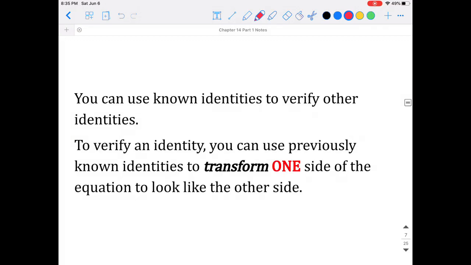So you can use known identities to verify other identities. To verify a trig identity, you can use previously known identities to transform one side of the equation to look like the other side. This is very important: we're only transforming one side of our equation. Otherwise, it's going to make the problem much more complicated and you're going to have to do a lot more work. Normally, we're going to pick the more difficult looking side of our equation to simplify in order to verify an identity.